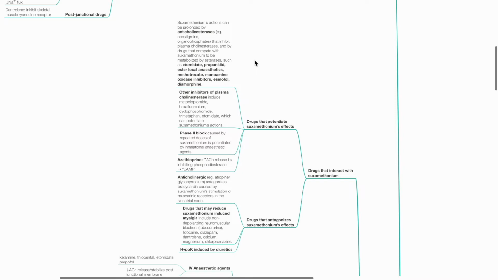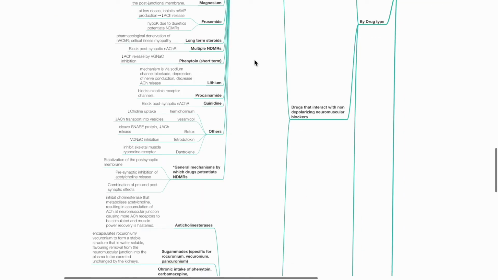Azathioprine increases acetylcholine release by inhibiting phosphodiesterase, increasing cAMP, and this potentiates suxamethonium's effects. Drugs that antagonize succinylcholine effects include anticholinergics such as atropine and glycopyrronium, which antagonize the bradycardia caused by succinylcholine stimulation of muscarinic receptors in the sinoatrial node. Drugs that may reduce succinylcholine-induced myalgia include non-depolarizing muscle relaxants, lidocaine, diazepam, dantrolene, calcium, magnesium, and chlorpromazine. Hypokalemia induced by diuretics antagonizes succinylcholine effects.